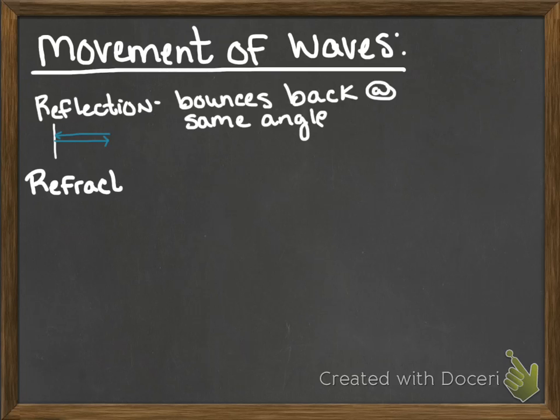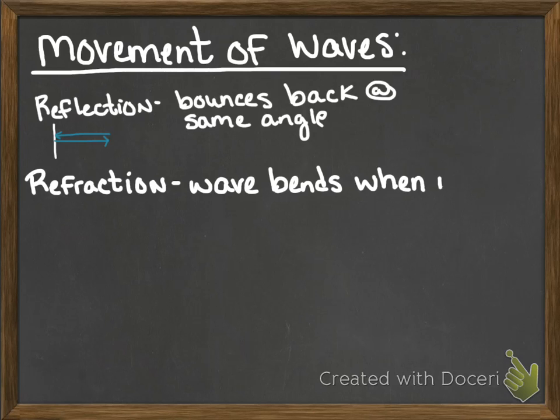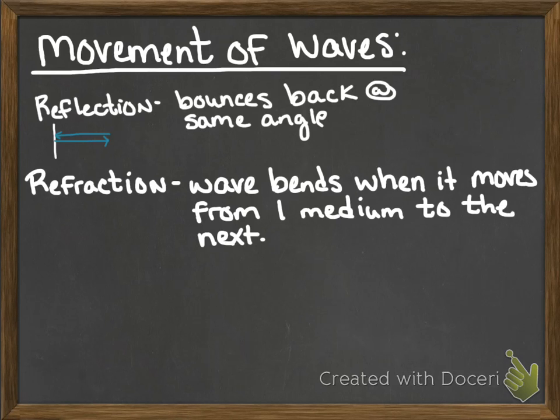The second way that it can move is called refraction, and that means that the wave bends when it moves from one medium to the next medium. What the heck does that mean? It means this. If I have light shining through the air and then entering a swimming pool, the wave bends as it moves from the air to the water because water is more dense than the air. So it was going at one angle, and then it's going to bend down to a different angle.